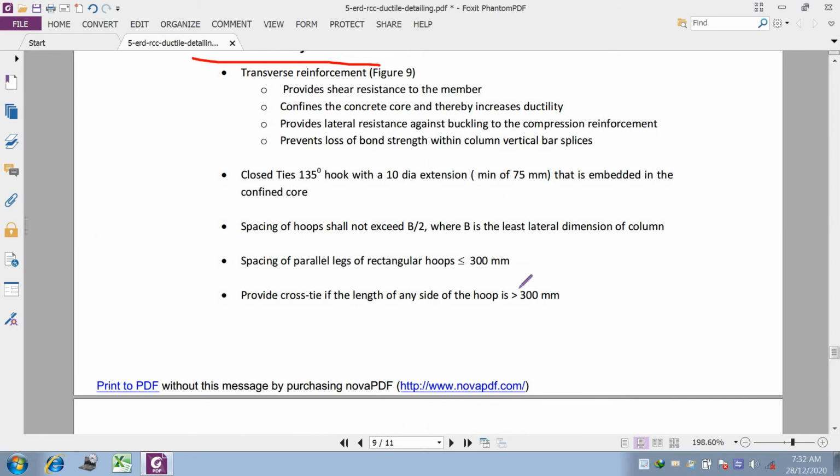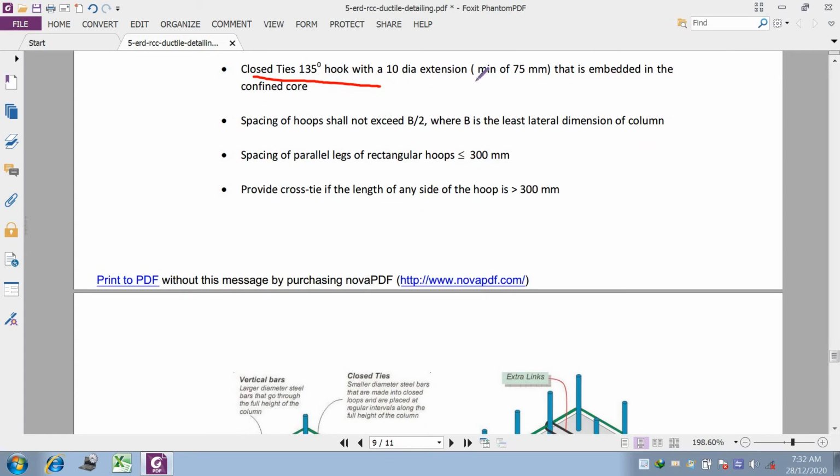So let us see what the provisions are. They provide the shear resistance of the member. Then they confine the concrete core, thereby increasing the ductility. Then they provide lateral resistance against buckling to the compression reinforcement. Then they prevent the loss of bond strength within the column at the vertical bar splice. Closely spaced ties with 135 degree hooks can also be provided, with a 10 mm diameter extension.